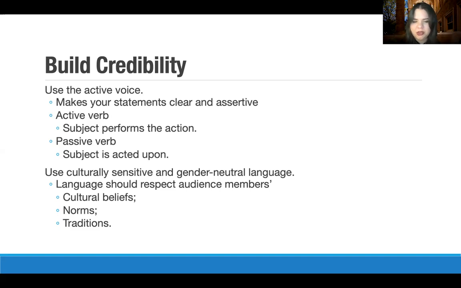As always, we've talked about this before, but just make sure that you're using culturally sensitive and gender neutral language when you can. Language should be respectful of the audience. And when we use language to build style, sometimes we don't consider potential meanings or pitfalls that may come out of that. So just be aware. This is why I say practice your speech in front of people. They'll catch something if it sounds fishy. So just be respectful of cultural beliefs, norms, traditions, and the way that you're using words.